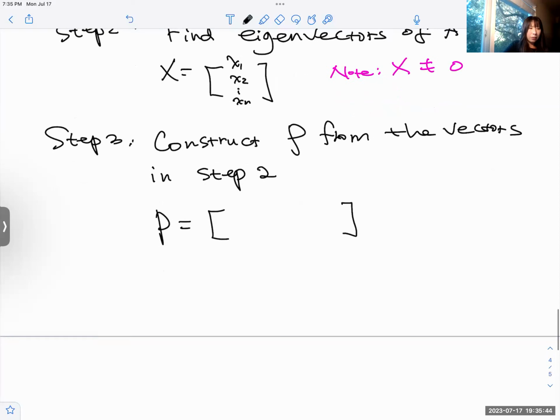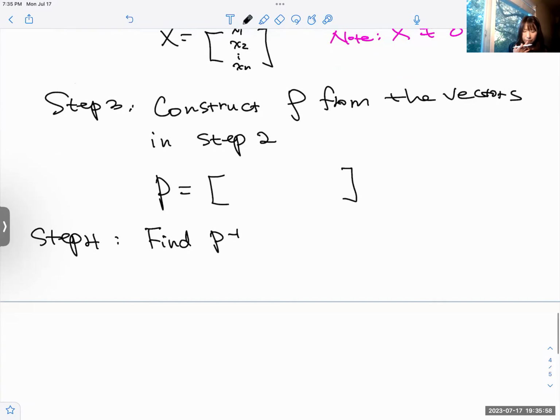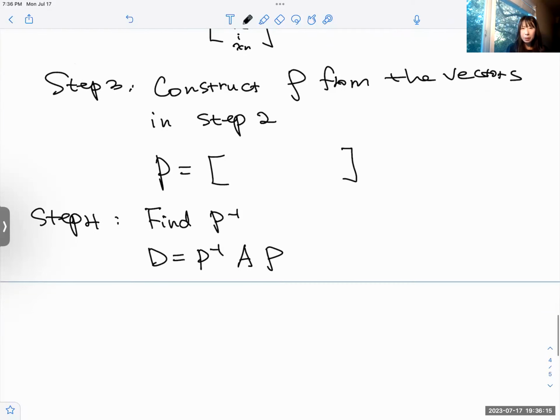Okay. Now, step 4, we are looking at the inverse of a matrix P. So we use the inverse of P, A, and the matrix P to find the diagonal matrix, right? Okay. All right, let us do this.